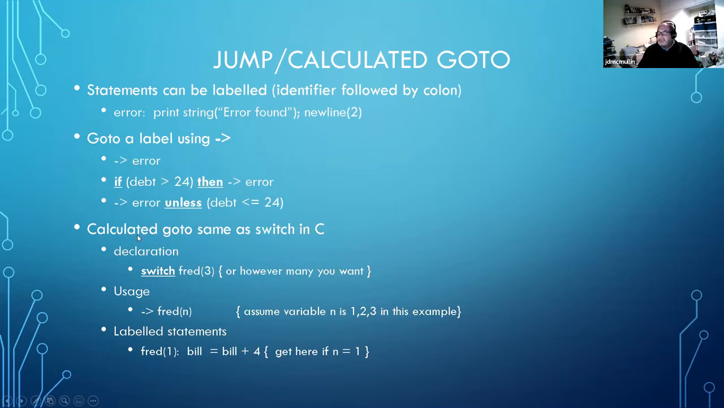Now, the calculated go-to is the same as a switch, as I mentioned before. So you declare it as a switch, Fred 3, which means it's got 3 possibilities to be stored. You declare the switch, and then you'd say jump to Fred, depending on that value, but n has to be in the range 1 to 3. Then you'd have the label statement, Fred 1, and then you'd do whatever you want to do, say increment bill by 4. But you only get here if n equals 1.